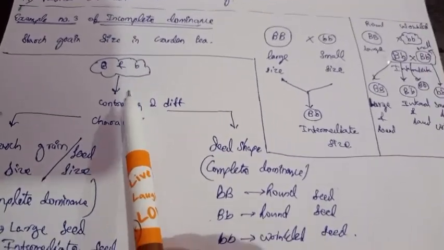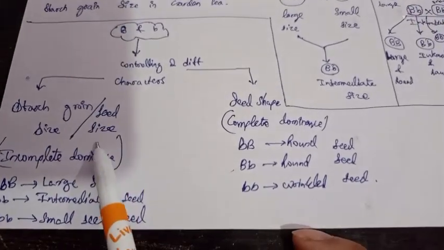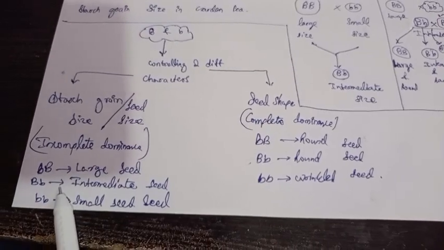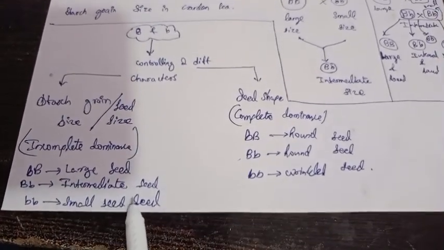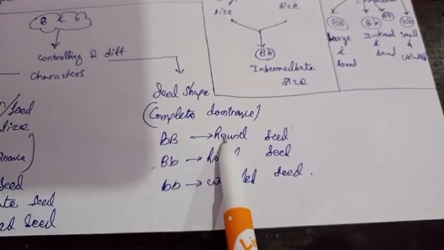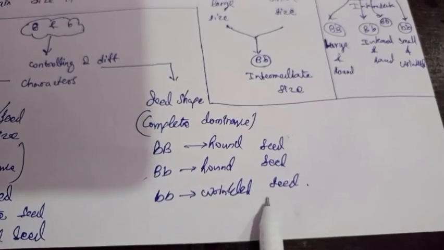Capital B and small b control two different characters. Starch grain size or seed size shows incomplete dominance: capital B capital B, large size; capital B small b, intermediate seed; small b small b, small seed. Seed shape shows complete dominance: capital B capital B, round seed; capital B small b, round seed; small b small b, wrinkled seed.